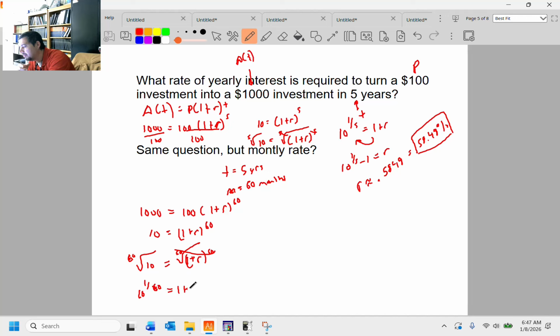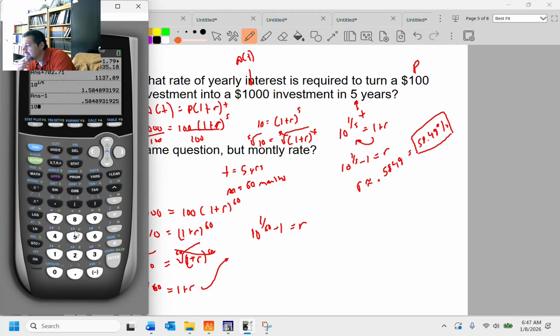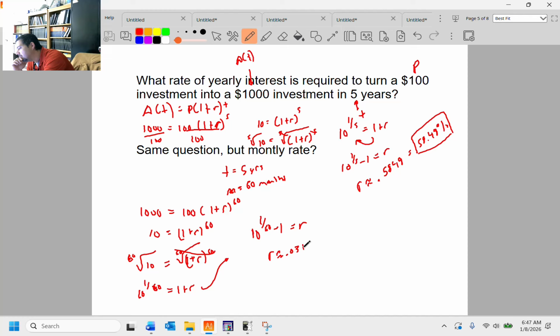And just like before, we're going to subtract that 1 before we go push buttons, because the goal here is isolation of the variable, because that's the answer. If you want to actually know what it is, you go push buttons. So 10 to the 1/60th power, and then take away a 1, is 0.0391. Or shift twice, Benjamin. Or 3.91% per month. Per month.